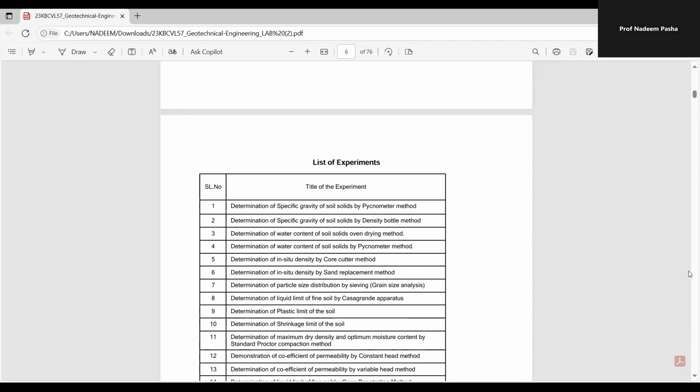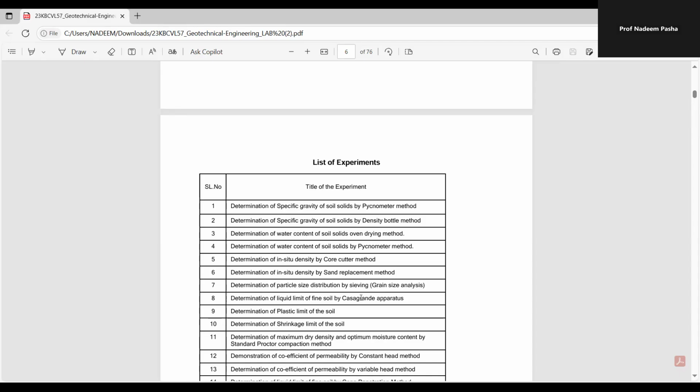So what is the list of experiments? Determination of specific gravity of soil solids by pycnometer method. Next, determination of specific gravity of soils by density bottle method. Next, determination of water content of soil by oven drying method. Determination of water content of soil by pycnometer method. Determination of in-situ density by core cutter method. Determination of in-situ density by sand replacement method. Next, determination of particle size distribution by sieve analysis.